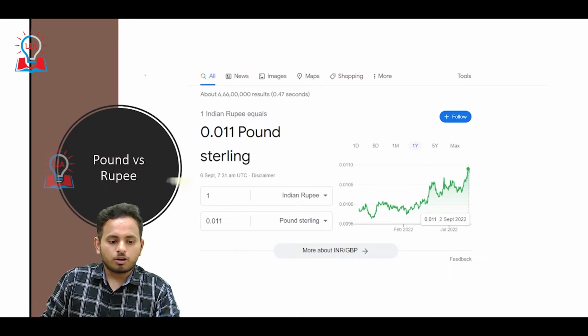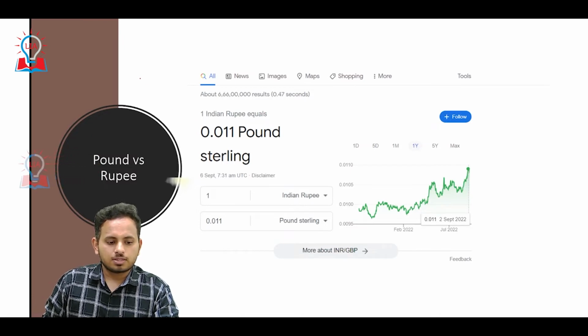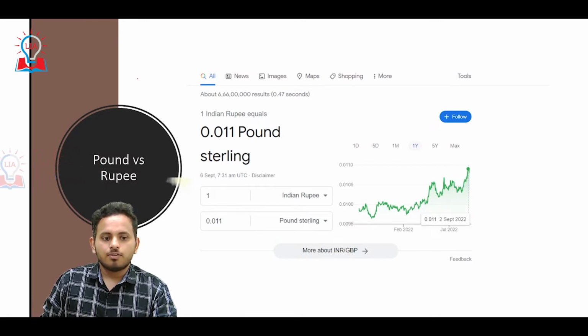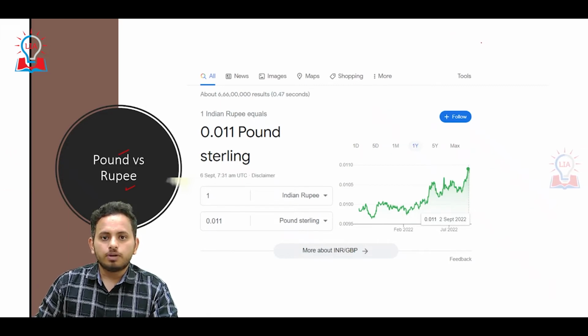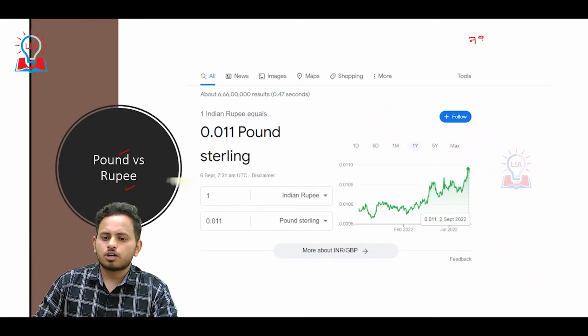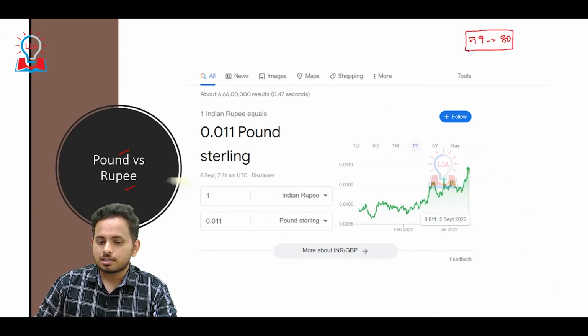The second important reason for this is the exchange rate between pound and rupee. We have been seeing for the past few days that rupee is depreciating against the dollar. Rupee is crossing somewhere around 79, 79.8 and almost is about to reach 80 rupees. Okay, $1 is about to reach 80 rupees.